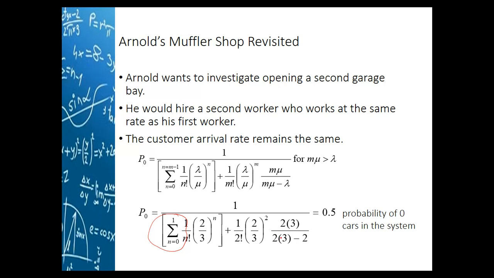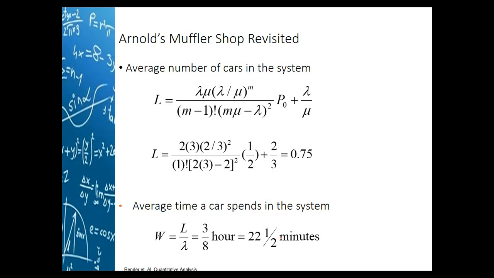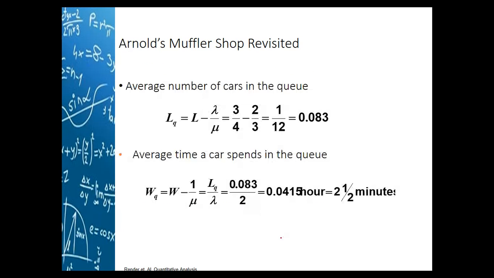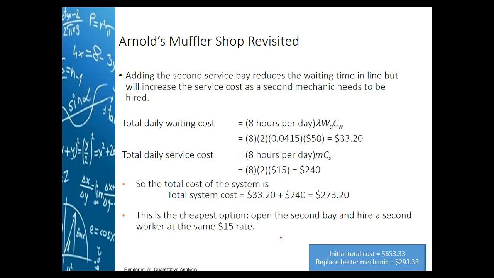I think you can calculate this on your own. The same thing happens: you calculate L, W, LQ, WQ, and rho, and what you get is all the 0.7. Your L is 0.75, and so on. What I am more interested in is your total cost, because that is our main intention, right? If we want to open a new bay, we want to see if there is any significant difference from the previous decision that we made.